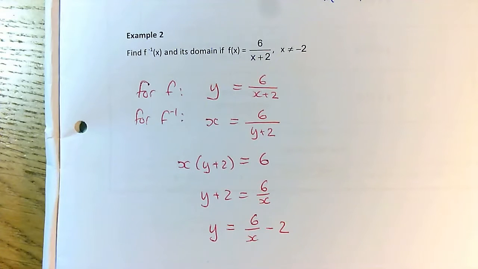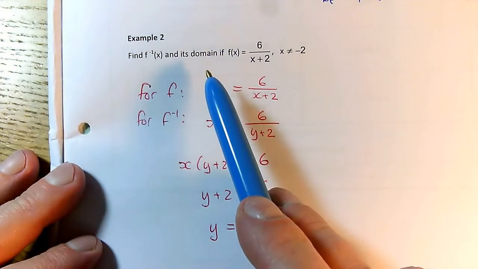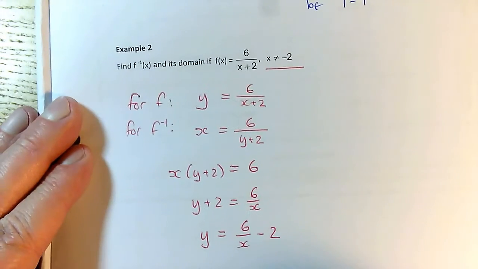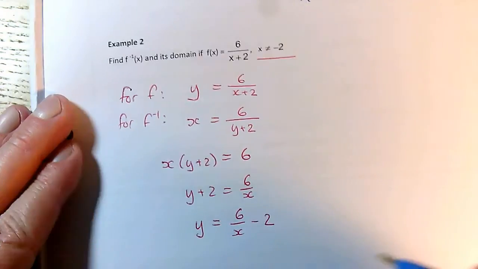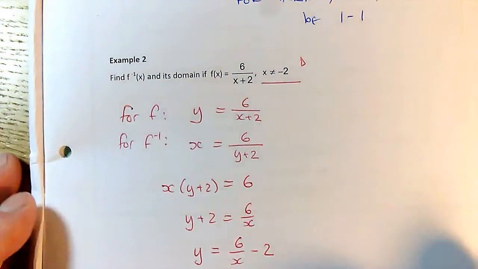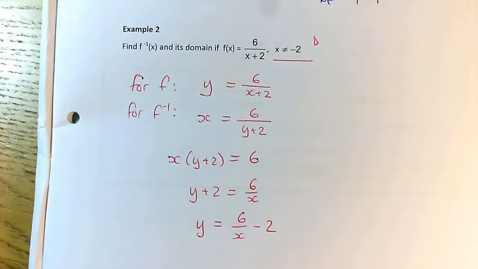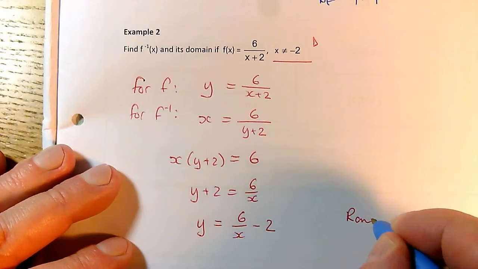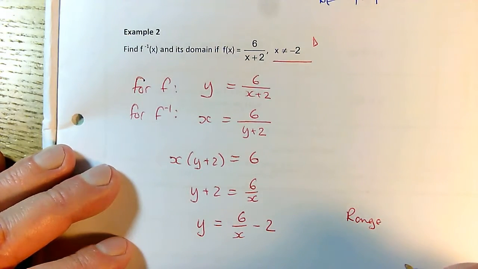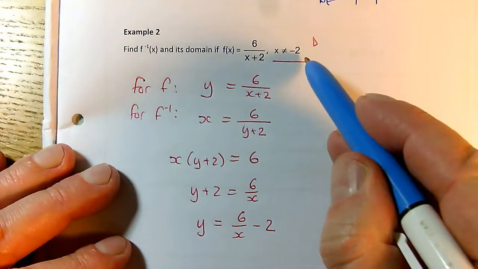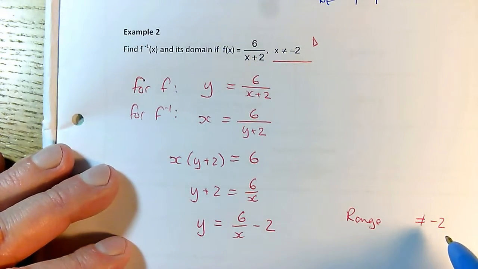All right, now I'm asked to find its domain. The original domain was x is not equal to minus 2. Although it actually hasn't asked me, remember what happens with going from a function to its inverse is that range and domain change places. So the range of this final function is going to be the not equal to minus 2 bit. That was the original domain, so it's now the range. What does not equal to minus 2?